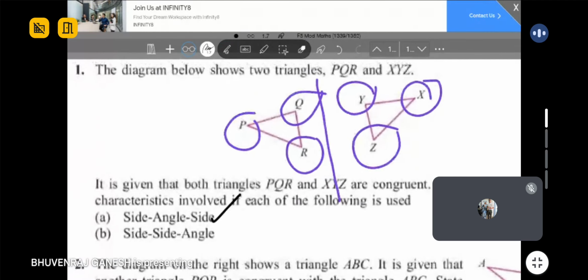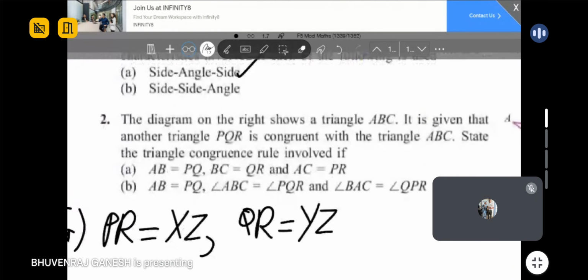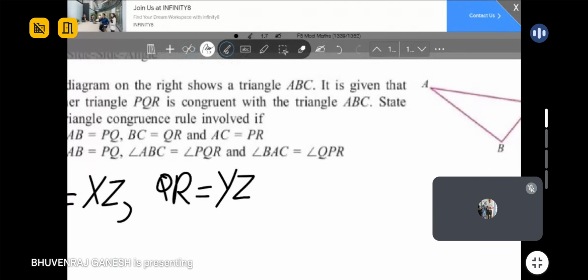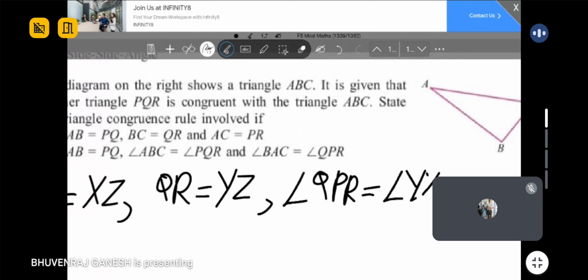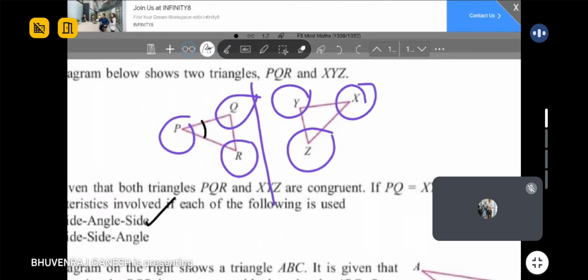Boleh faham kan? PR, XZ, dia sama because pantulan. Okay, and then QR equal to YZ. And then we talk about the angle, sudut. So QPR should equal to YXZ. Okay, you refer the diagram. QPR sama dengan YXZ. Can you all see? Because they already say it's congruent. Maksudnya, dia sama panjang dan sama size. Okay, dan sama sudut juga. Okay, same angle, same length, same size. Okay, so means that the angle also will be the same. Sudut dia akan sama. Alright?